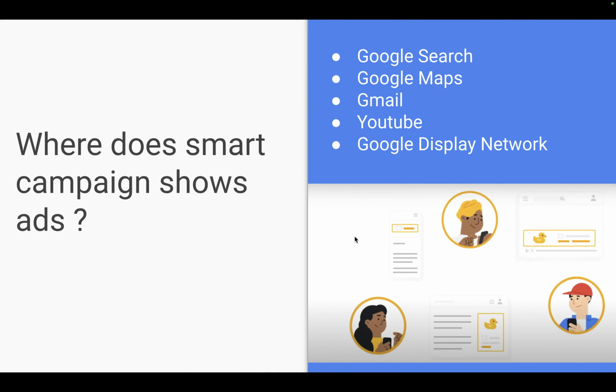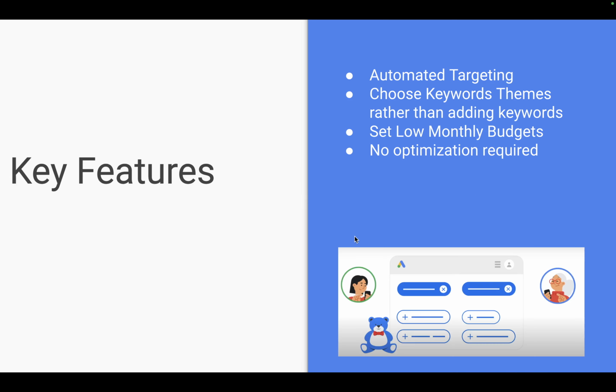Now coming back to the video, let's talk about the key features we have in a smart campaign. First of all, you have the option of automated targeting. So you don't have to manually add keywords in the smart campaign. You simply have to choose a theme, and the campaign creates the keywords by itself.